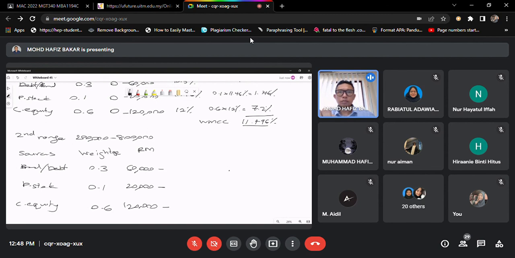Okay, so for this value, how to get this value? You need to calculate. You need to times 800,000 times the weightage, each of the sources of financing. 0.3, 0.1, 0.6. Debt ataupun bond, preferred stock, and also common equity. Okay, so you need to times. Kira 800,000 times 0.3, how much you get?